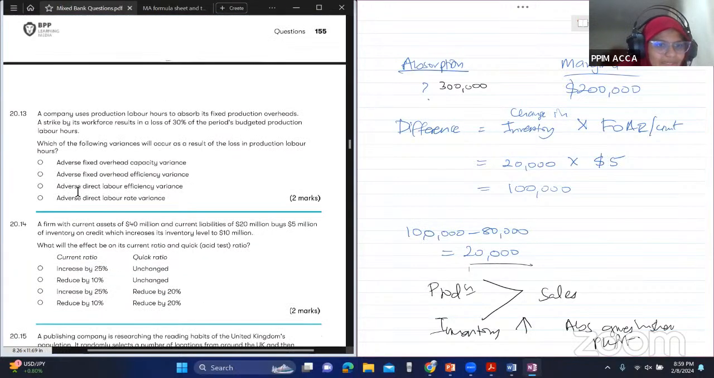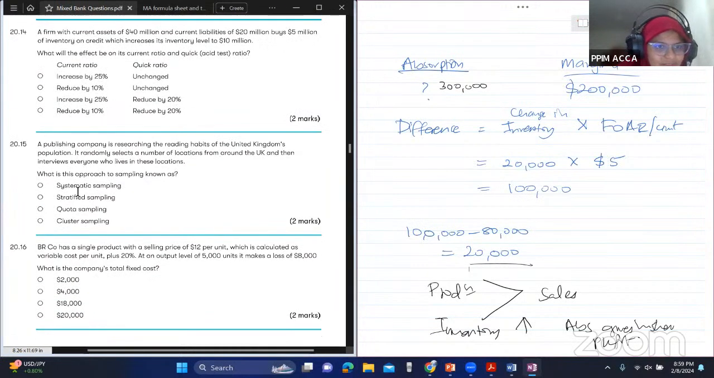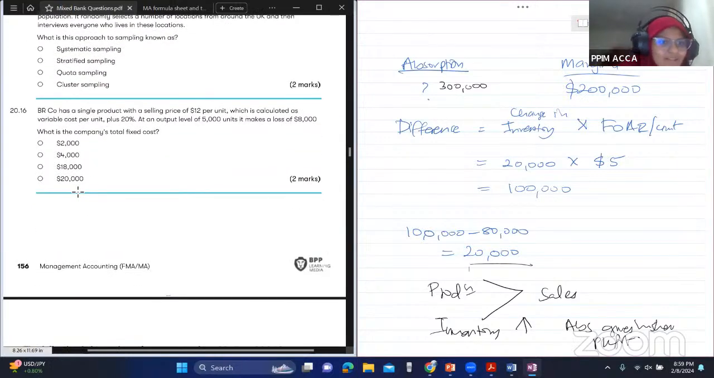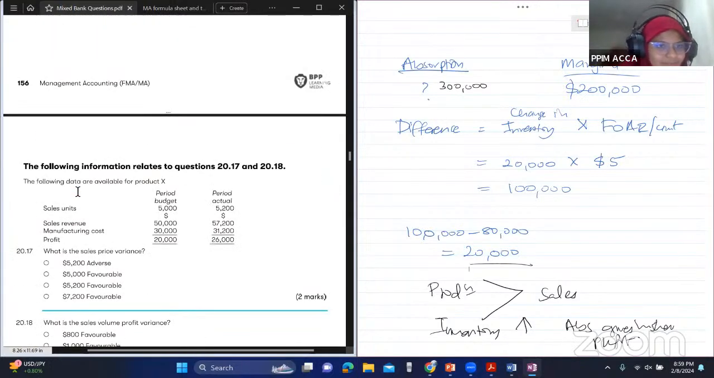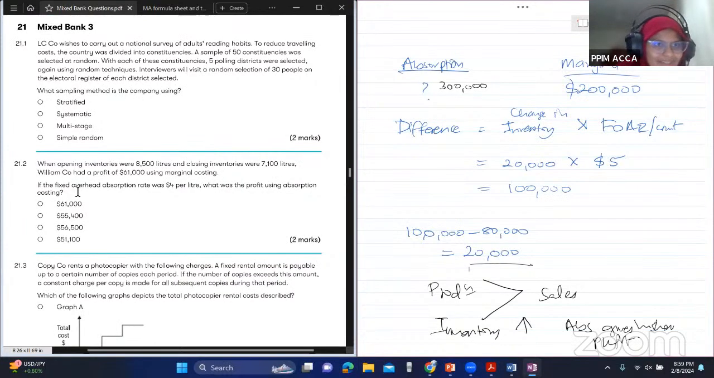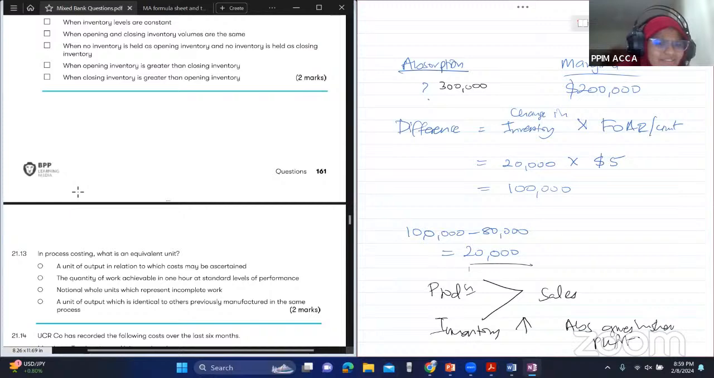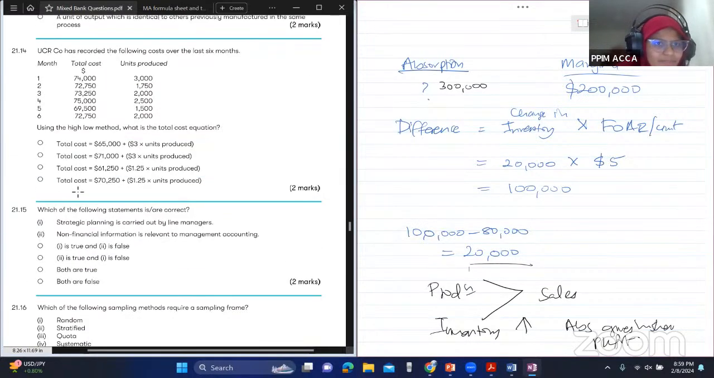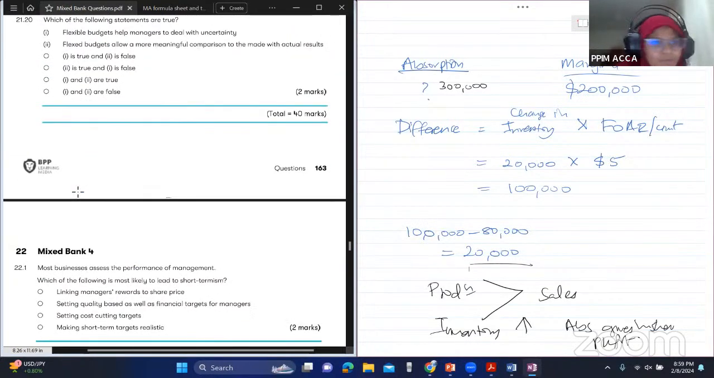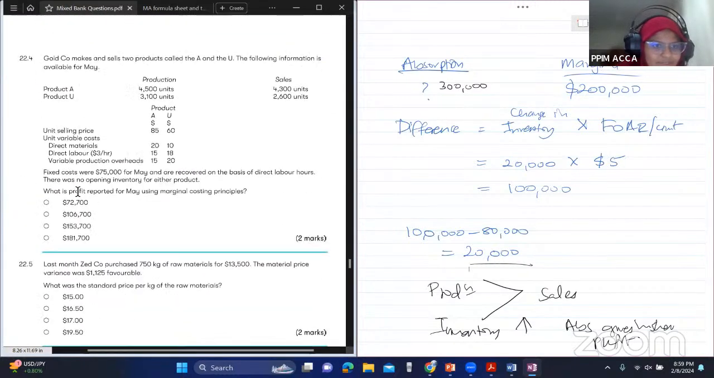And then we will look a little bit at sampling and then capital investment appraisal. Those are the only areas that we have to look at. Is there any specific area that you guys are having a problem with? If so, you can drop it now in the chat. I will try to cover it.